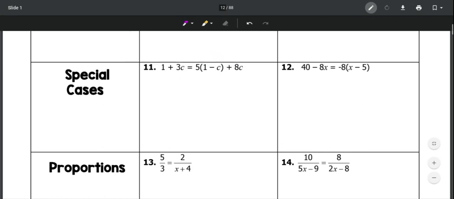Now, this problem would bring you to, I'm not going to work it out, I'm going to let you work it out. But you're going to come to a point where you're going to have 40 minus 8x equals negative 8x plus 40. Same thing applies here.